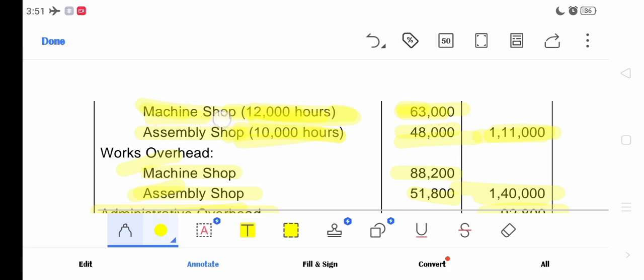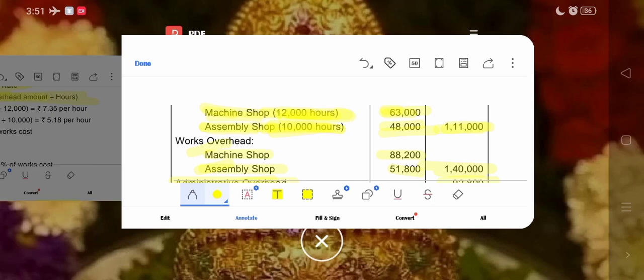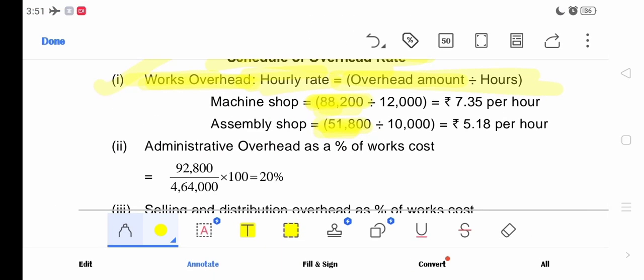For machine shop it is 12,000 hours and for assembly it is 10,000 hours. So we have put the overhead amount out. Now we are going to divide it by the hours. If we divide, for machine shop the rate is 7.35 per hour and for assembly shop it is 5.18 per hour. The hourly rates have been done.